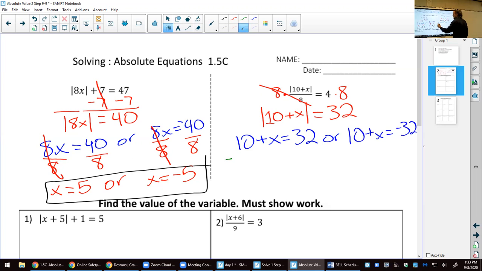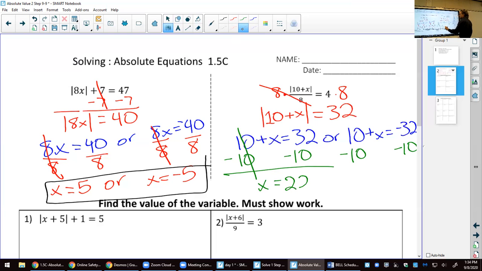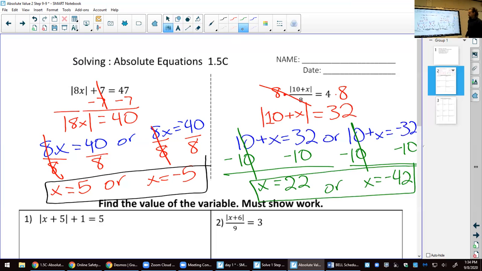We do the same math. We need to get rid of this positive 10 for both of these equations. So minus 10 from everywhere. These are going to cancel. So we have x equals 32 minus 10 is 22. On the other side, x equals negative 32 minus 10 more is negative 42. And there are our 2 answers.